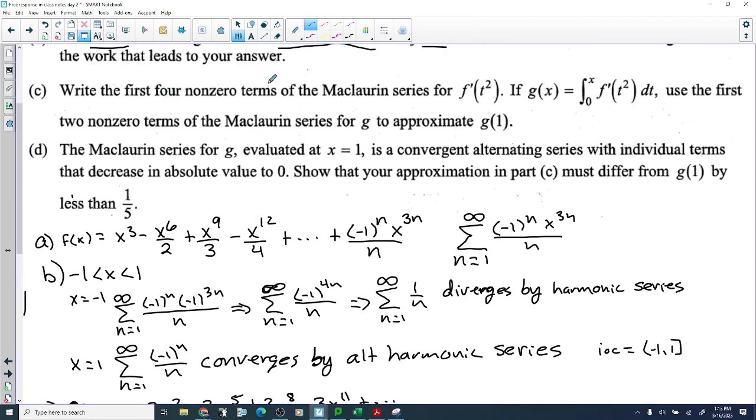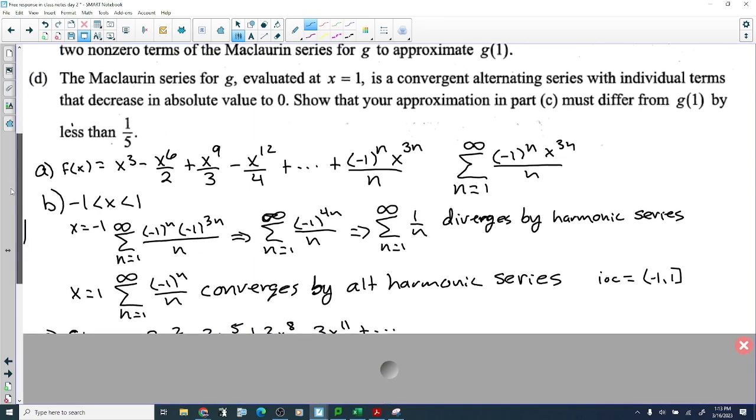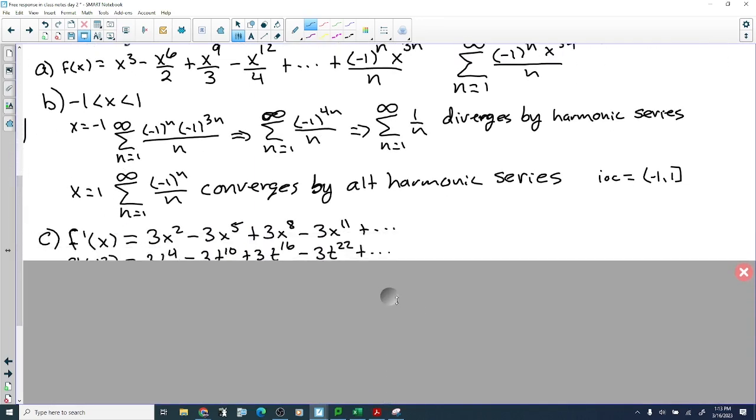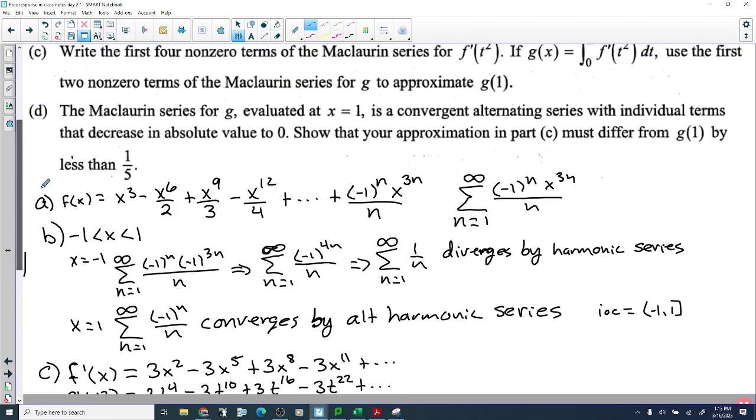Write the first four non-zero terms of the Maclaurin series for f prime of t squared. If g of x is equal to the integral from 0 to x of f prime of t squared dt, use the first two non-zero terms of the Maclaurin series for g to approximate g of 1. So write the first four non-zero terms of the Maclaurin series for f prime of t squared. Well, let's get f prime.